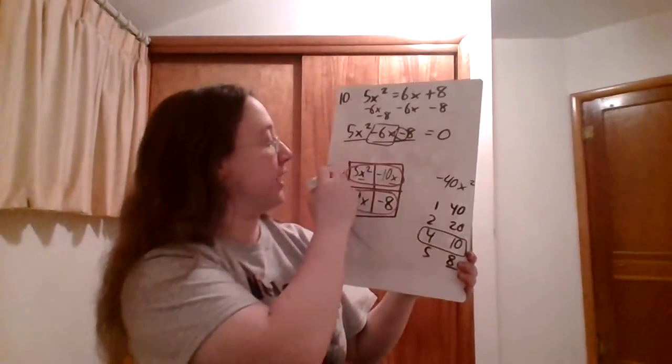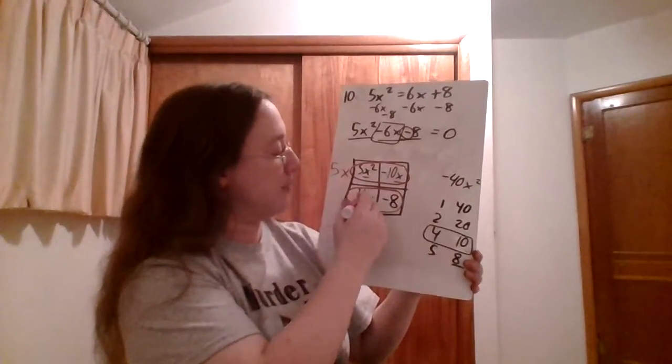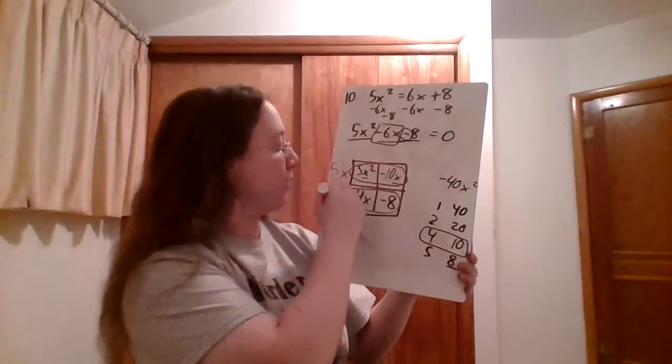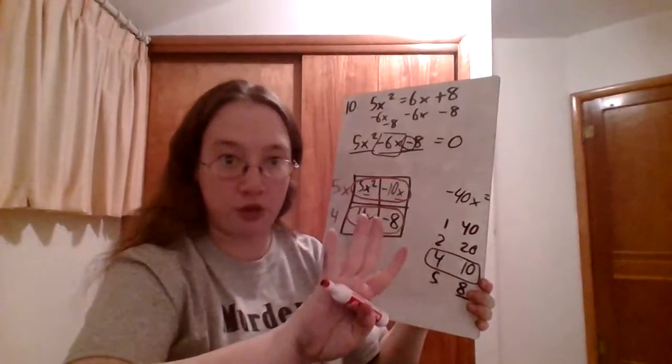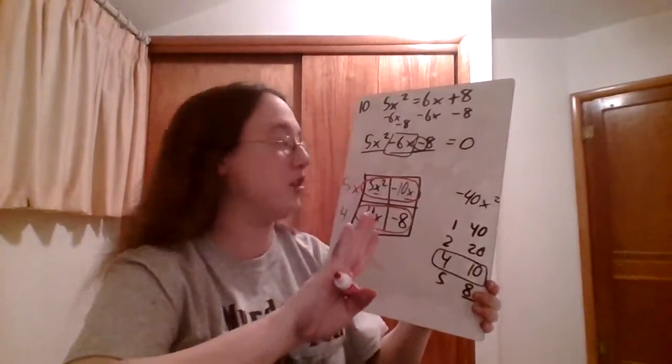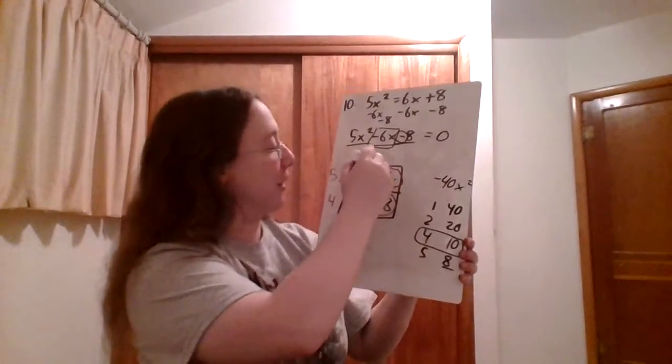So this thing should have an x, this thing shouldn't. And the biggest thing that goes into 4 and 8 is 4. Now, you may notice 2 does go into both of them, but 4 is bigger. So we're looking for the biggest thing that goes into both of them. And then we're going to do the same thing with our columns.